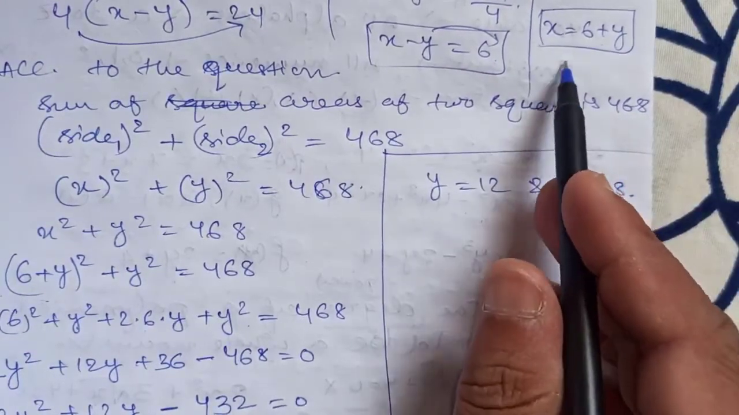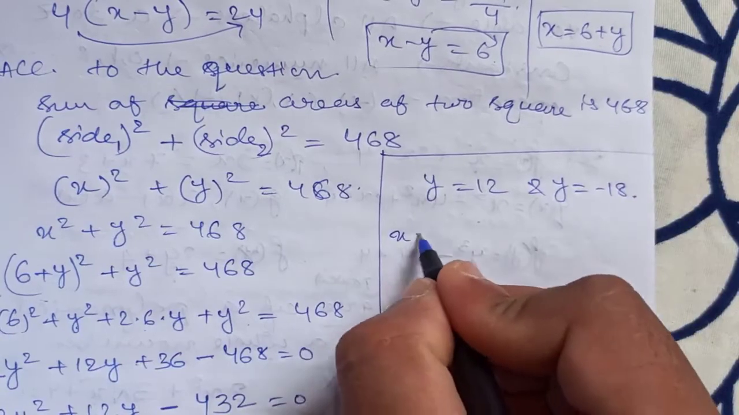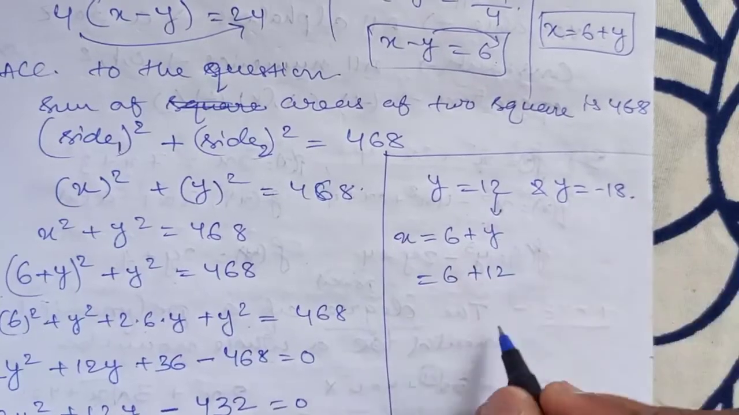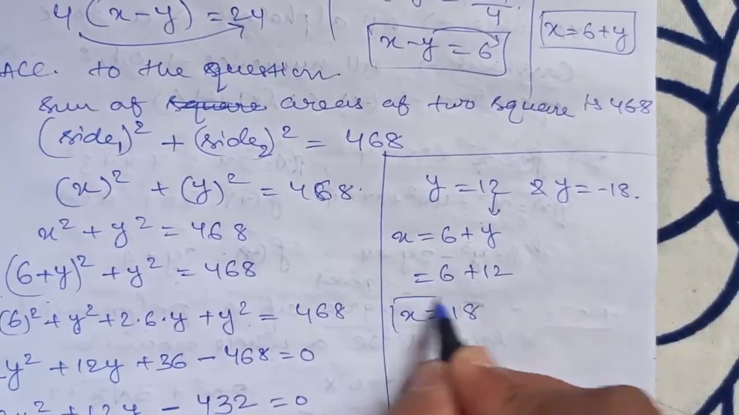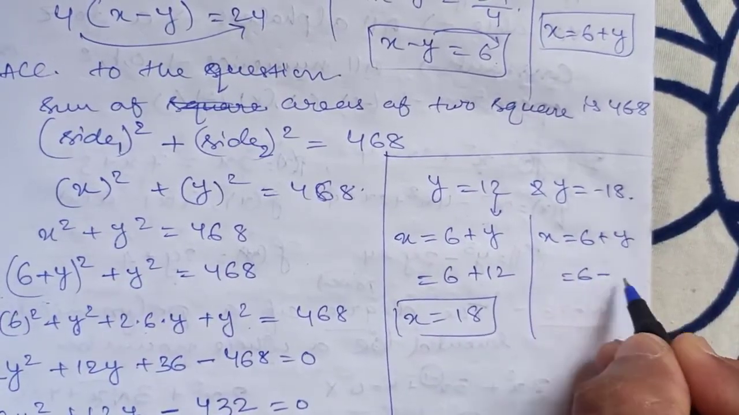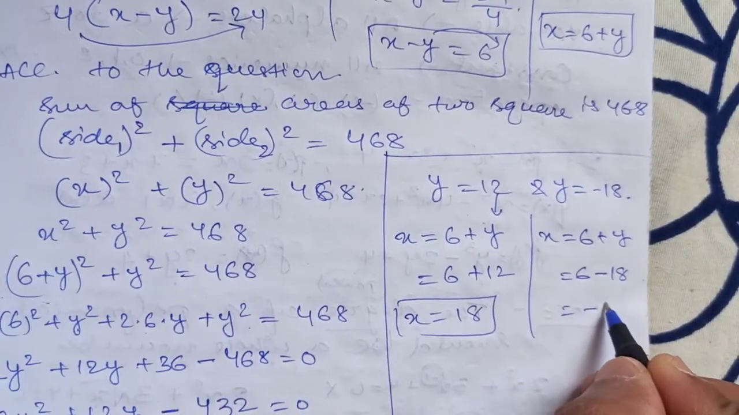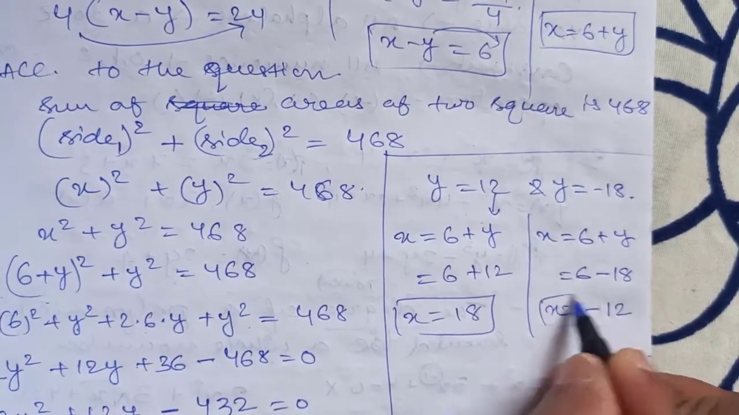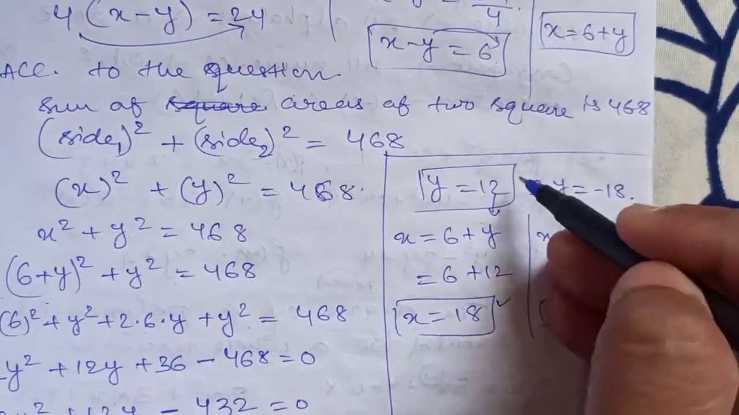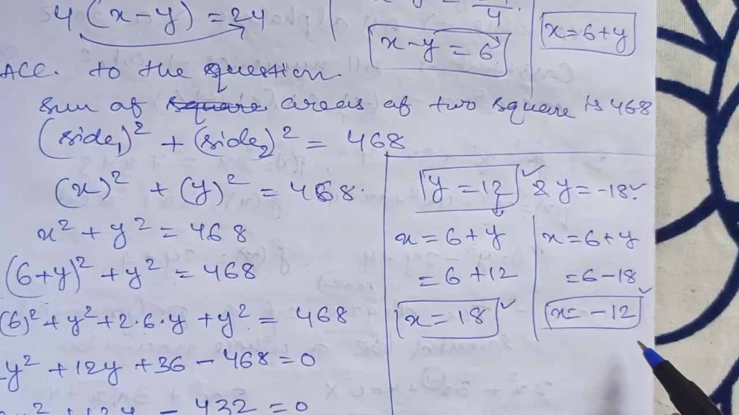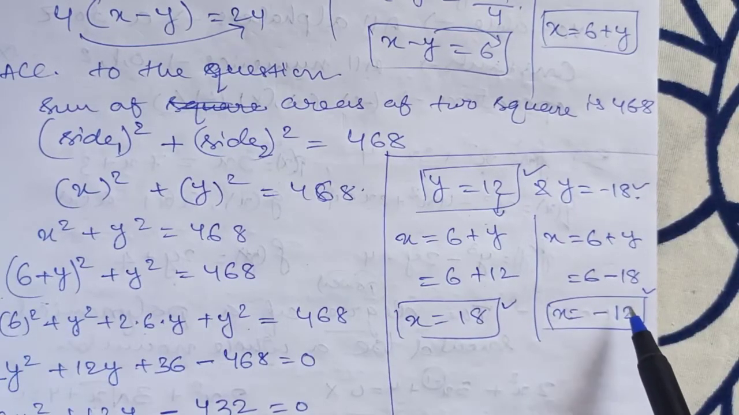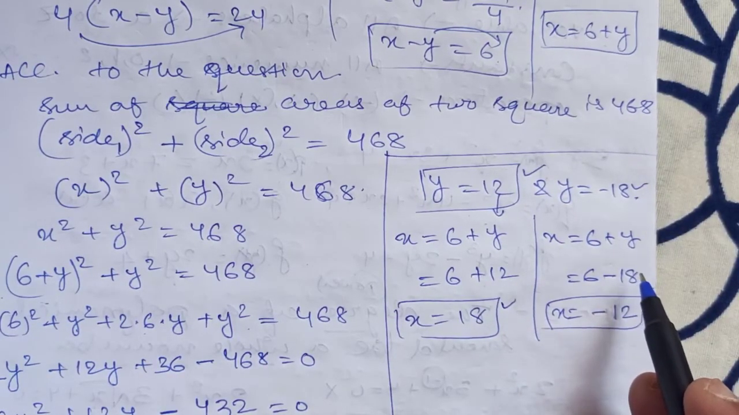What was x? x equals 6 plus y. So we will find out x. In place of y, write 12, so 6 plus 12, you will get x equals 18. And when you substitute y equals minus 18 in x equals 6 plus y, 6 minus 18 equals minus 12. So the values of x and y we got are 18 and 12, and minus 12 and minus 18. As we know, negative sign for the sides of any square we have never got.